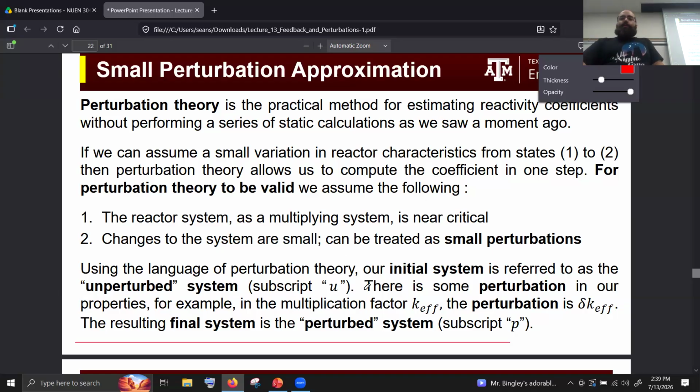And in the language of perturbation theory, the initial system before we add a perturbation is called the unperturbed system. And we use a subscript U for any of our unperturbed quantities, like before the change was made. And then there's going to be some perturbation to our system. For example, there might be a perturbation in the K effective, which perturbs the K effective by some small amount. That's what the delta K effective is. And then we call the final system the perturbed system, and for perturbed quantities, we use a subscript P.